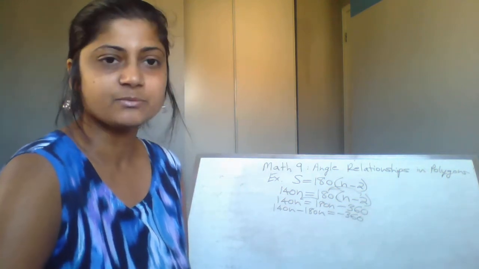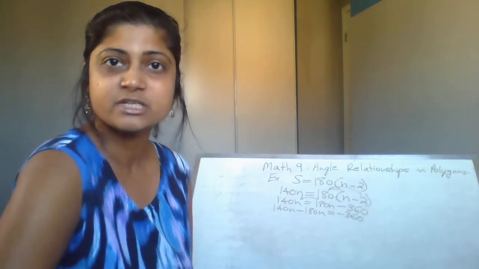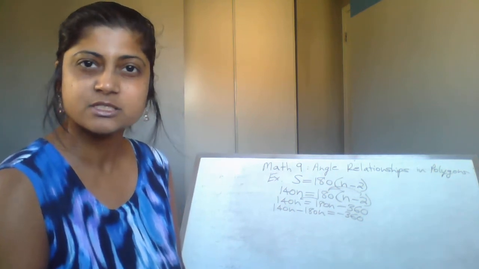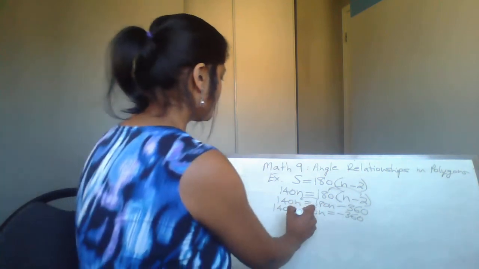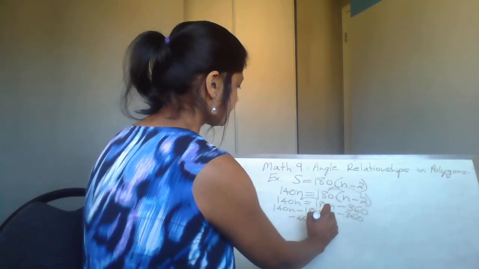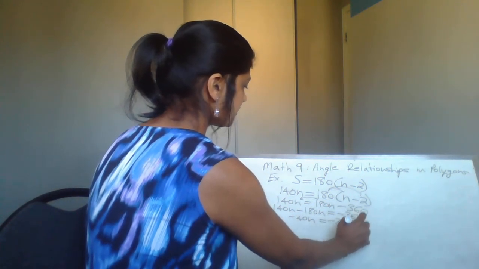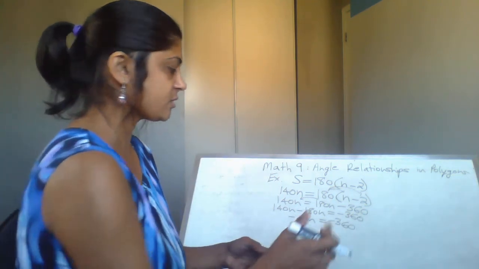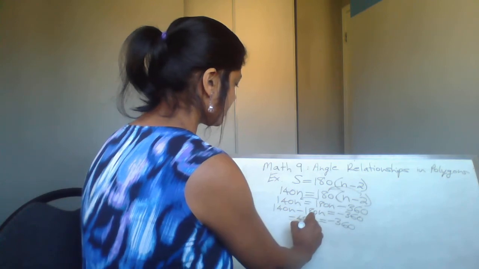Because it's a simple equation, feel free to skip some of the steps here, but always double check with your teacher so the teacher doesn't take marks off. So this is going to be negative 40n equals negative 360. I'm going to divide by 40 on both sides, or negative 40 in this case.